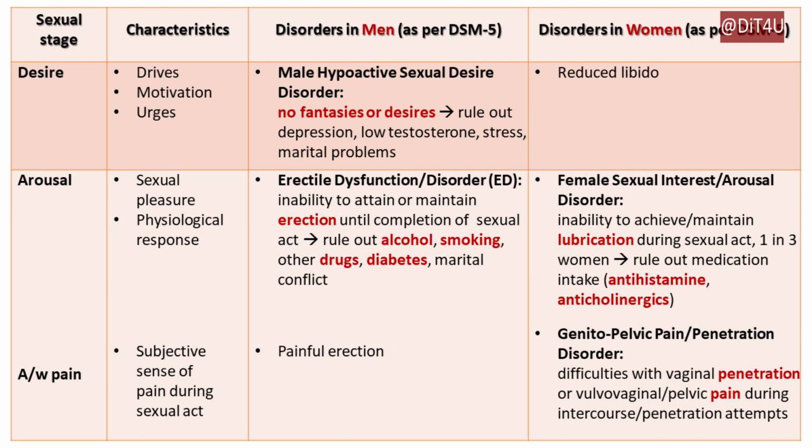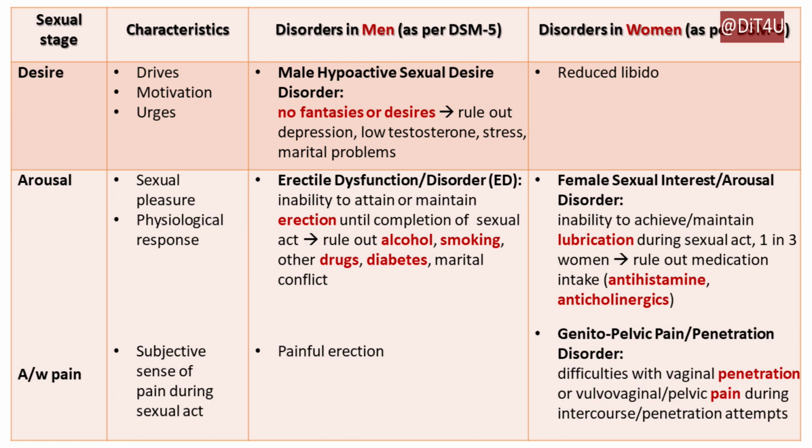Arousal stage, there is sexual arousal and physiological response. Autonomic nervous system is active, especially the sympathetic system. In men, erectile dysfunction or disorder, inability to attain or maintain erection until completion of the sexual act. You have to rule out secondary conditions such as alcohol, smoking, or other drugs, diabetes and treatment for diabetes, and marital conflict. In women, female sexual interest and arousal disorder, inability to achieve or maintain lubrication during the sexual act, by which I mean the vaginal lubrication. 1 in 3 women experience this. You have to rule out intake of medications such as antihistamines and anticholinergics, which can dry out the secretions.